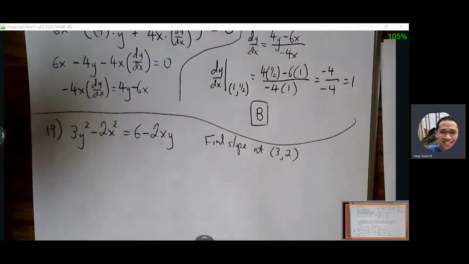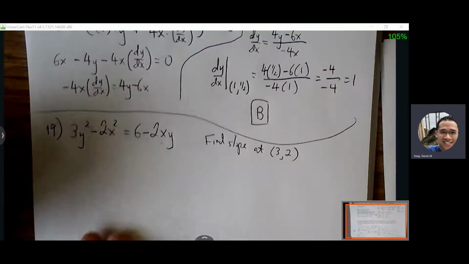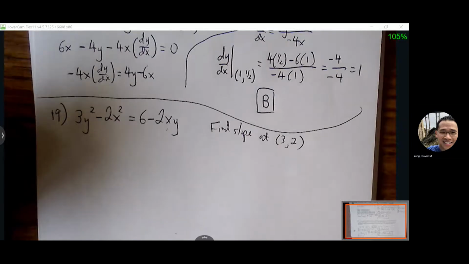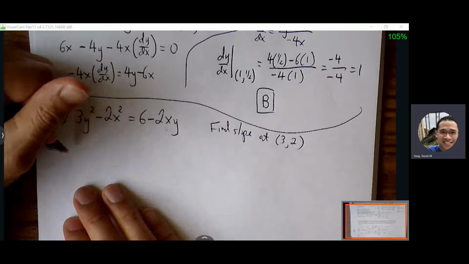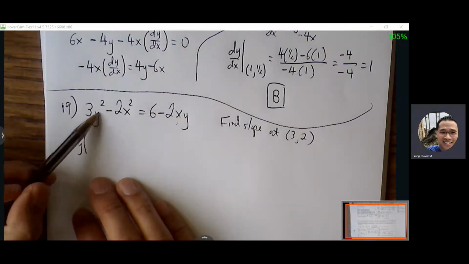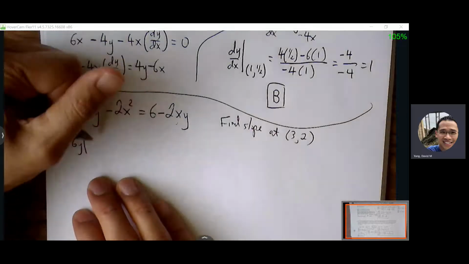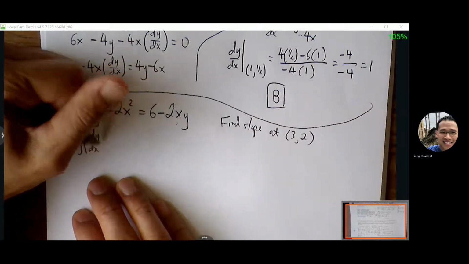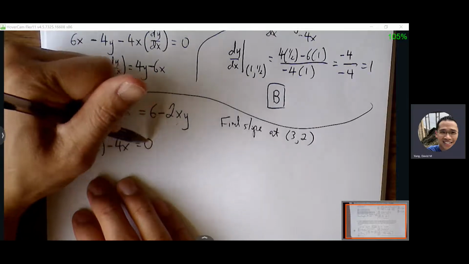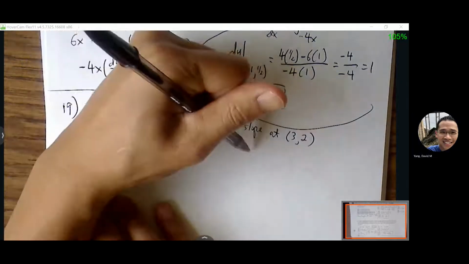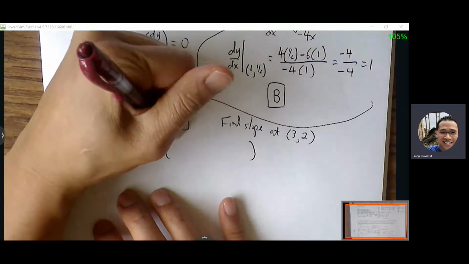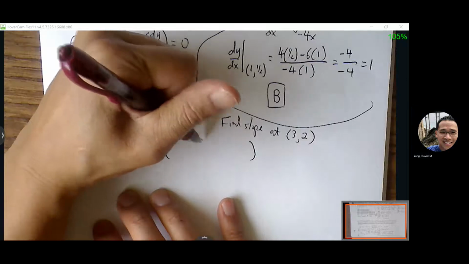Okay, so let's go through. The first few terms are just power rule though. But we see y here, so as soon as we find the derivative, we've got to attach a dy dx. Nothing special for the x's. 6 goes away to 0. Protect the 2xy with a set of parentheses. The negative has to distribute through.